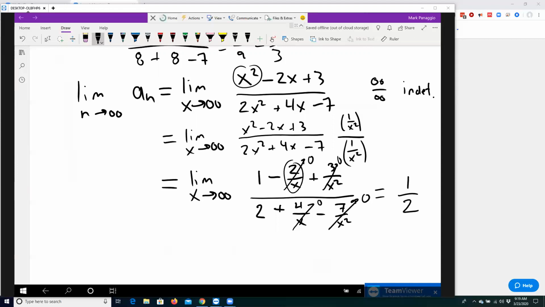Okay, so the terms in this sequence are approaching 1/2, and you can actually graph out the terms in the sequence. In fact, why don't I do that really quickly? You just give me a second.